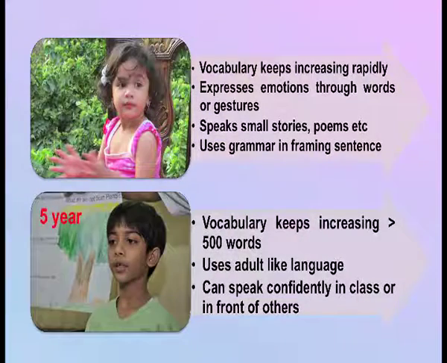Now you see vocabulary keeps increasing rapidly, and they express emotions through words or gestures. For example, I am not happy, I don't like this, I don't want to play with this friend of mine, I don't like you, or I like this, I want butter bread, or I want to play with my friends. They can express their emotions through words or their gestures.